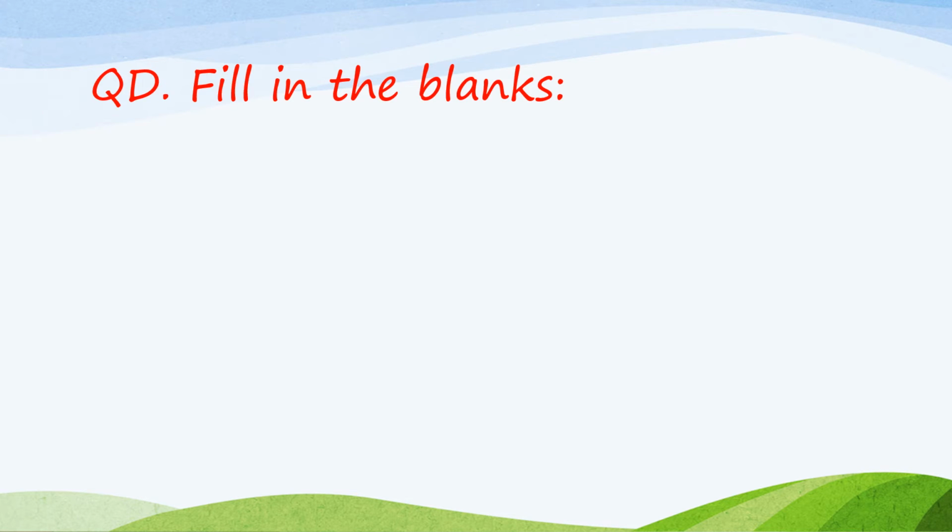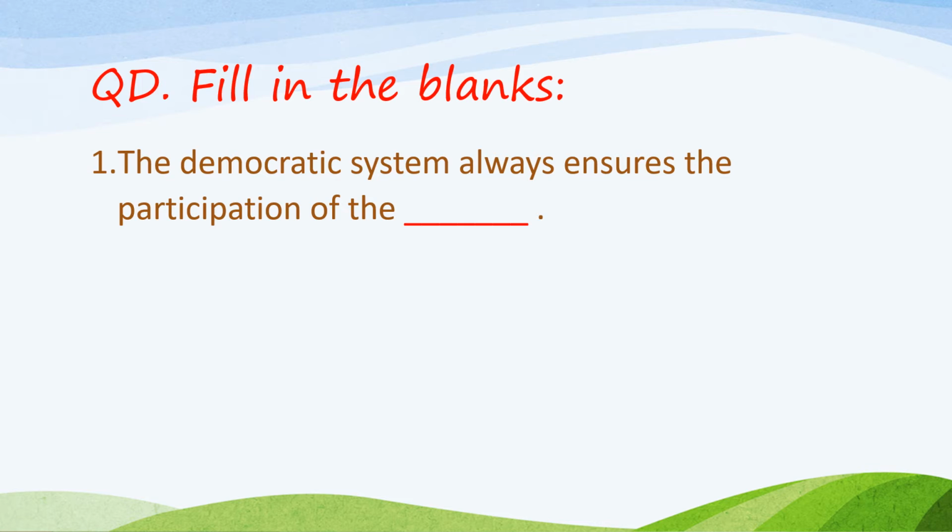Yes, students, the next question is fill in the blanks. Question D is fill in the blanks. Now let's begin. The first one is, the democratic system always ensures the participation of dash. Now I hope you know the answer. Can you tell the answer? Yes, it is people, because without people a democratic system cannot be imagined. So the answer is people. The democratic system always ensures the participation of the people.